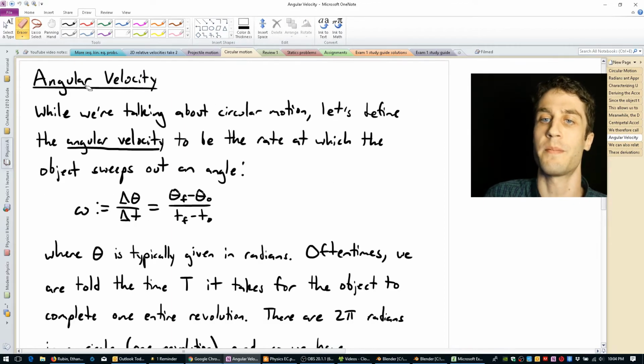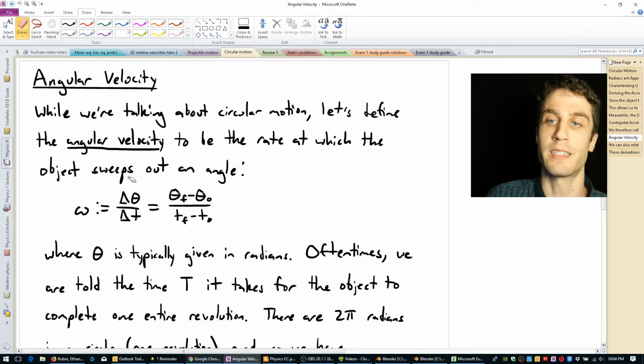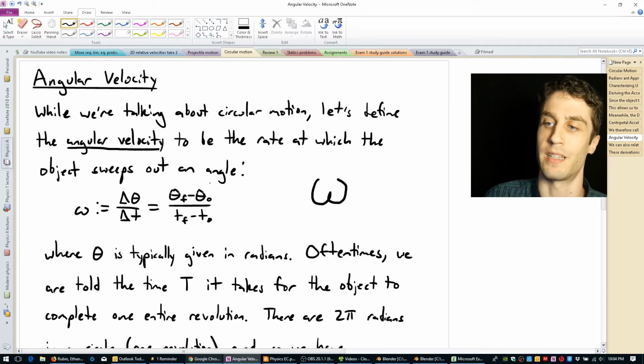But let's take this opportunity to define the angular velocity. So while we're talking about circular motion, let's define the angular velocity to be the rate at which the object sweeps out an angle. Omega, this is not a W. I know my handwriting isn't very good, but this is a Greek letter omega, which you would write something like that. It's the last letter of the Greek alphabet.